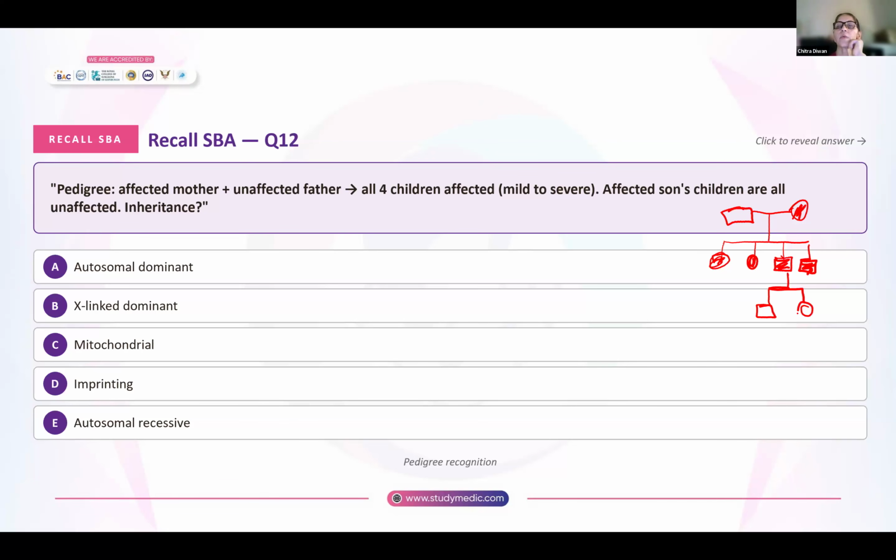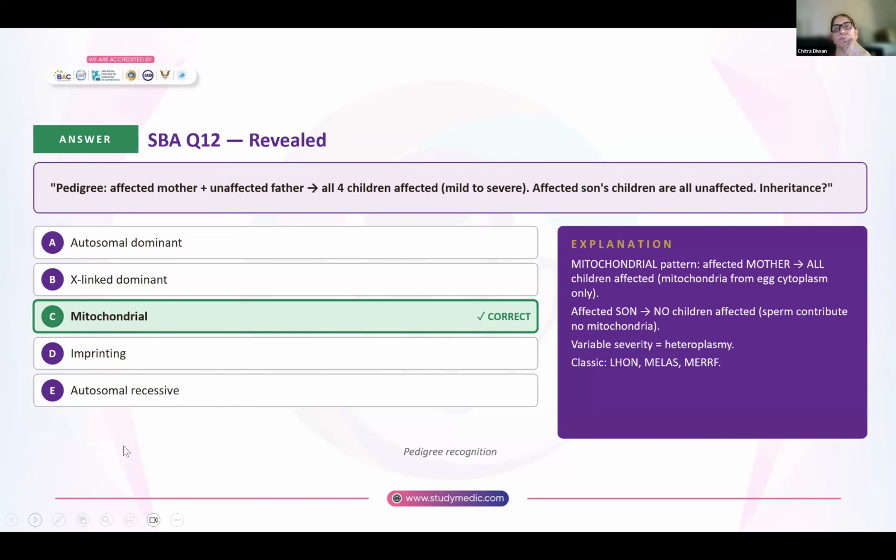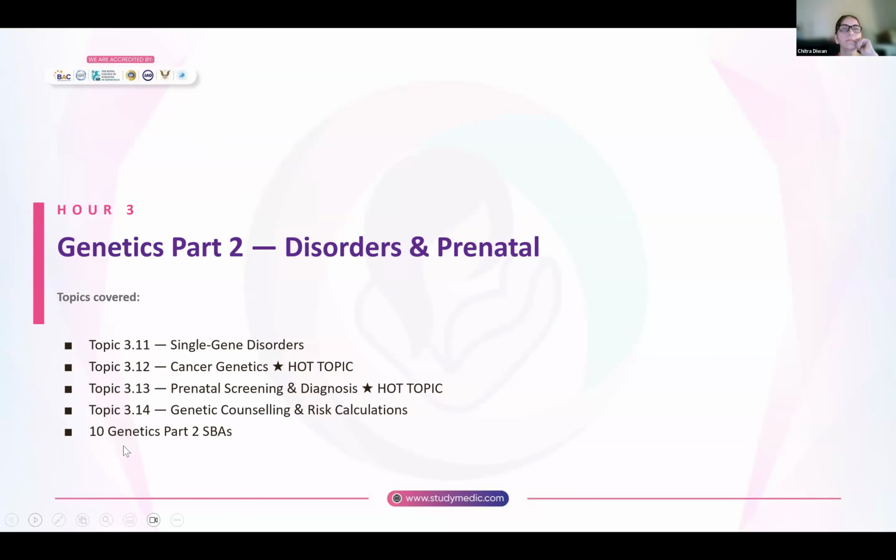What is happening here? The disease is being transmitted only from the mother to all the offspring, but from the father, it is not being transferred anywhere. This is very much characteristic of mitochondrial transmission. From the mother to all the children, but from the son, it will not go to any of them, because all the mitochondria in the sperm are deleted.